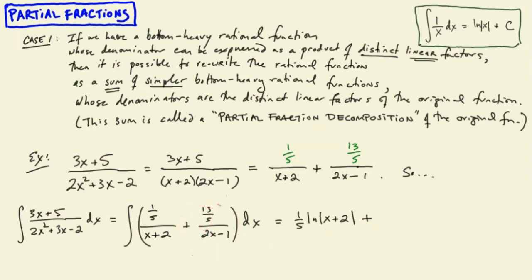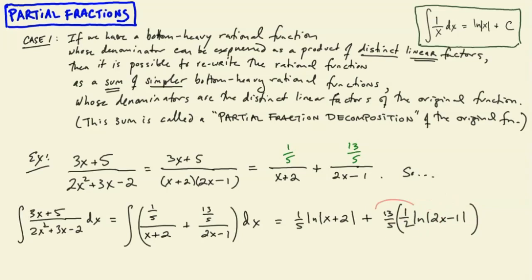Once again, the 13 fifths can be pulled through, and what we're really integrating is just plain old 1 over 2x minus 1, and we can get that through a guess and adjust. Its integral is going to be not quite log of absolute value of 2x minus 1, because if we take the derivative of this guy, we get 1 over 2x minus 1, but we also get a 2. So I need to balance that with a half.